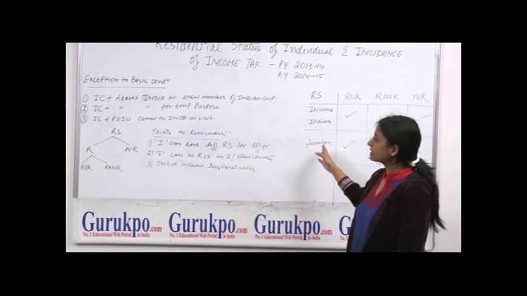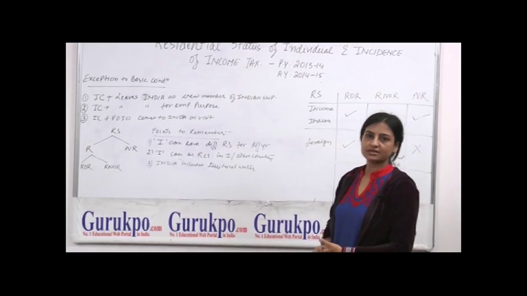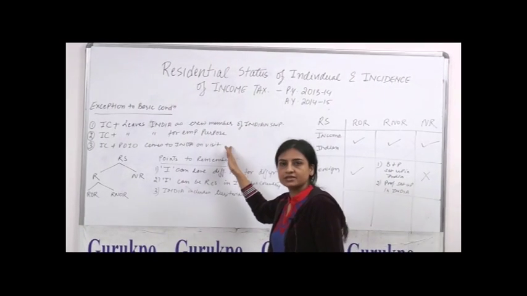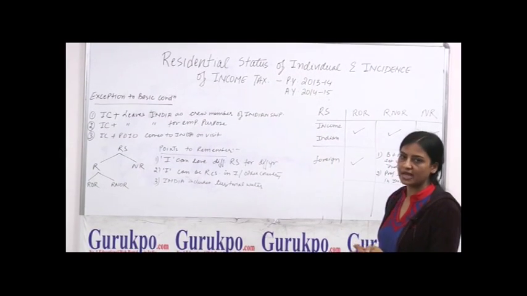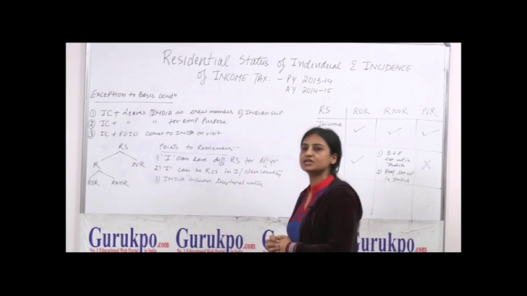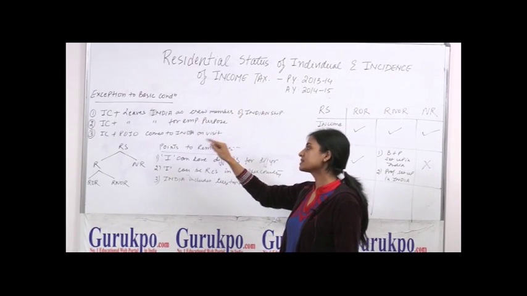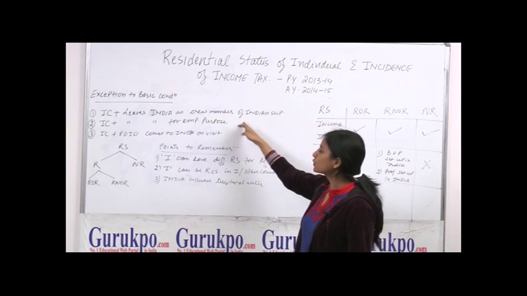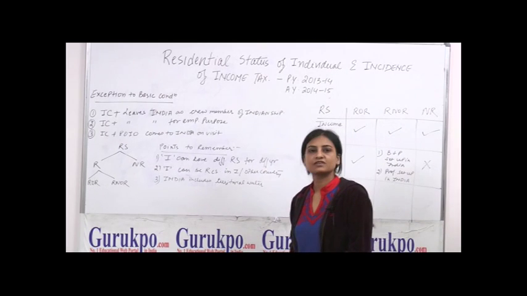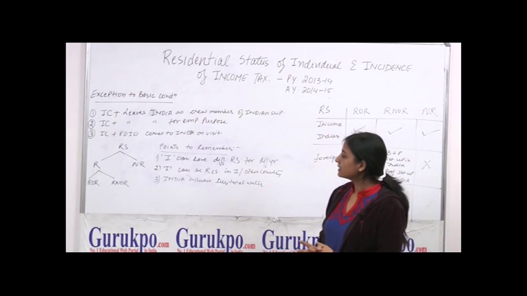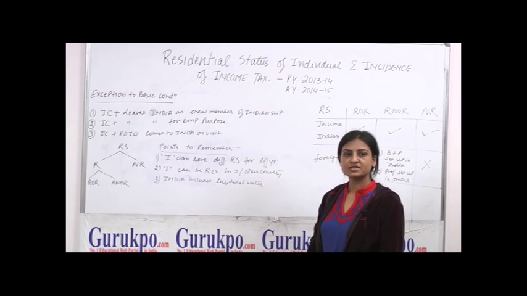Now after understanding the basic conditions and additional conditions, let's go through the exceptions to the basic conditions. We have 3 categories of persons for whom only the 182 day condition is applicable. That means the 60 days condition is not applicable in these 3 categories. First, if an Indian citizen leaves India as a crew member of an Indian ship. Second, if an Indian citizen leaves India for the purpose of employment, in the relevant previous year.